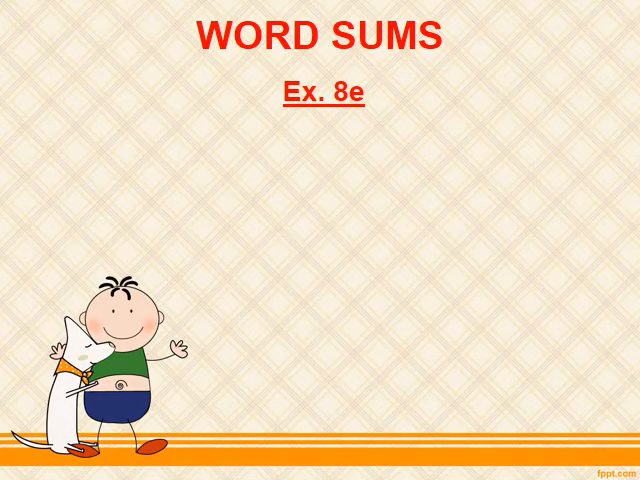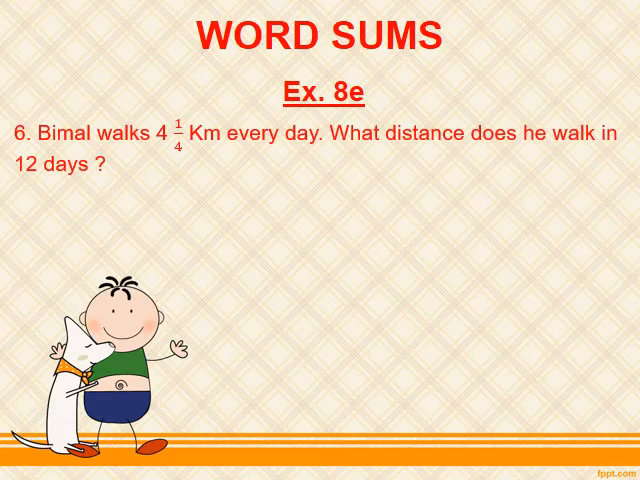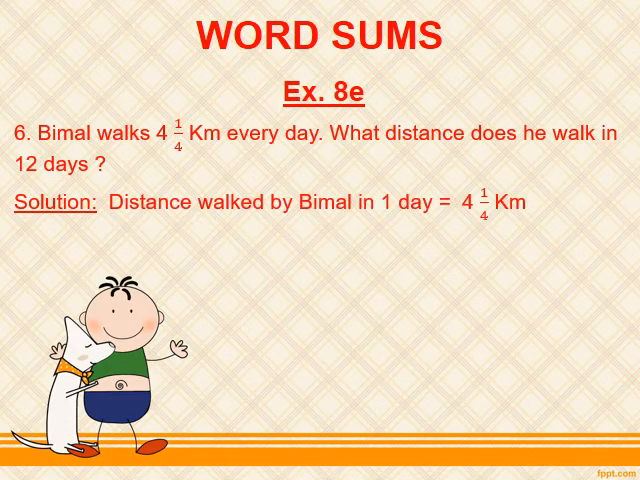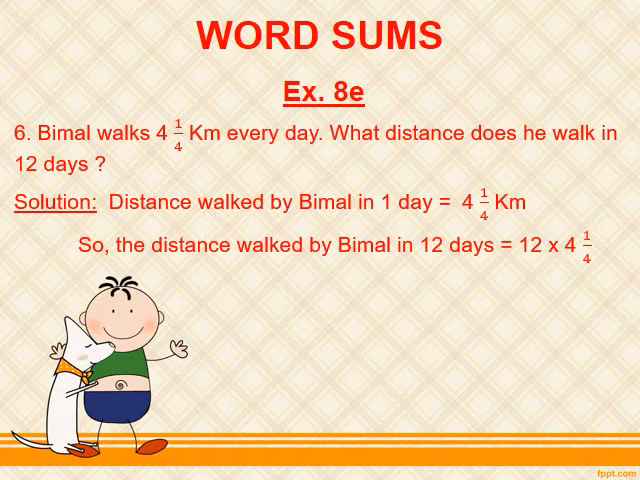Now children, let's come to the next question of this exercise, which is question number 6. Bimal walks 4 kilometers every day. What distance does he walk in 12 days? Let's see how we are going to solve this question. Distance walked by Bimal in one day is equal to 4 kilometers, which is already given in the question. So, the distance walked by Bimal in 12 days, which we are supposed to find out, is equal to 12 multiplied by 4 1 by 4.